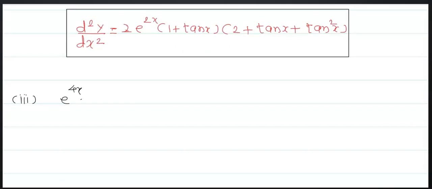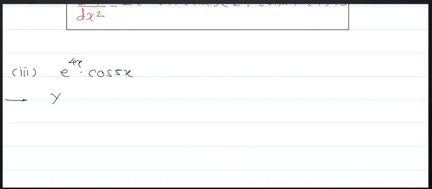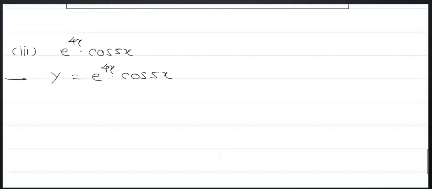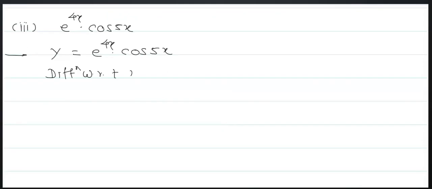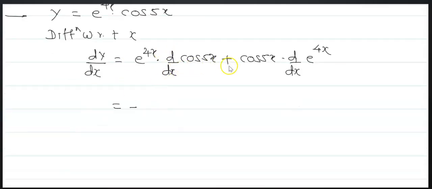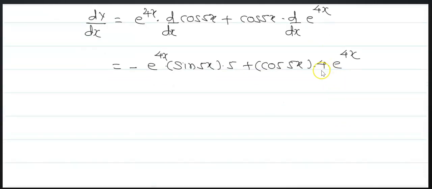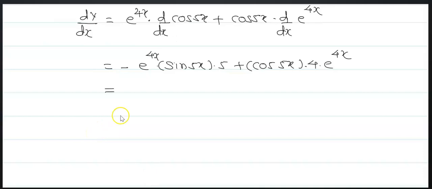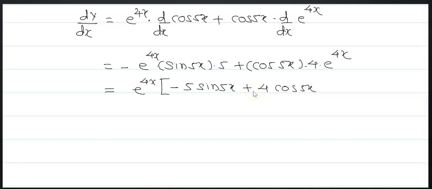Number 3. e raised to 4x into cos of 5x. Now differentiate this with respect to x. That is e raised to 4x into derivative of cos of 5x plus cos of 5x into derivative of e raised to 4x. What is the derivative of cos of 5x? It is minus sine of 5x into derivative of 5x, which is 5, plus cos of 5x into derivative of e raised to 4x. e raised to 4x into derivative of 4x is 4. And overall, again, we will take common e raised to 4x. And that's why in bracket, you are getting minus 5 sine of 5x plus 4 cos of 5x, bracket complete.